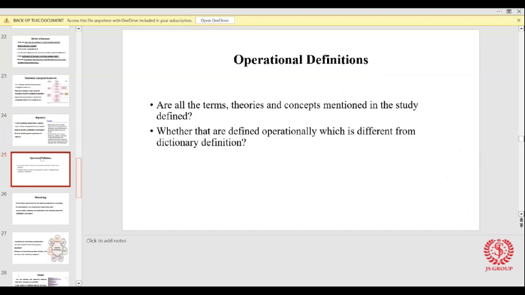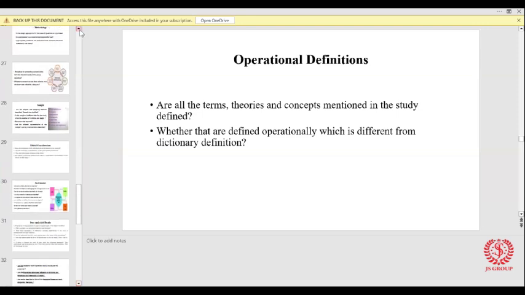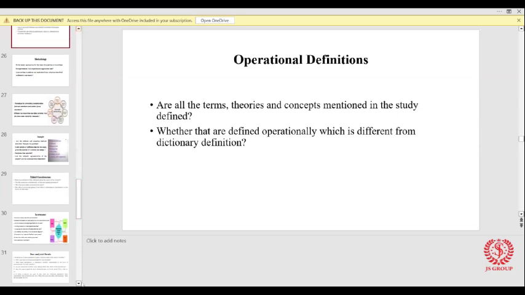Are all of the terms, theories, and concepts mentioned in the study defined or not? Whether they are defined operationally, which is different from a dictionary definition. Operational definition means the researcher should not copy the dictionary definition. According to his research problem and his own context, he has to define the terms, concepts, or variables used in the study. Example, a study to assess the effectiveness of plant teaching program on knowledge regarding anemia among adolescent girls. In that, what terms do we have to define? Assess, effectiveness, anemia, adolescent girls; everything we have to define in our own terminology. That is called an operational definition.